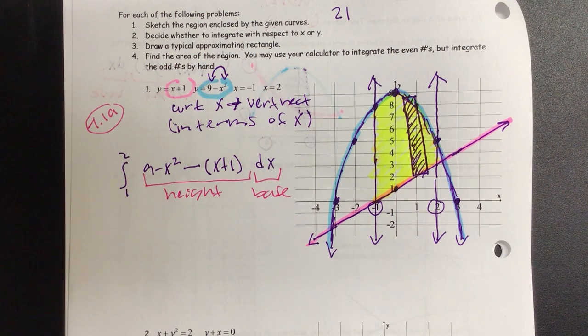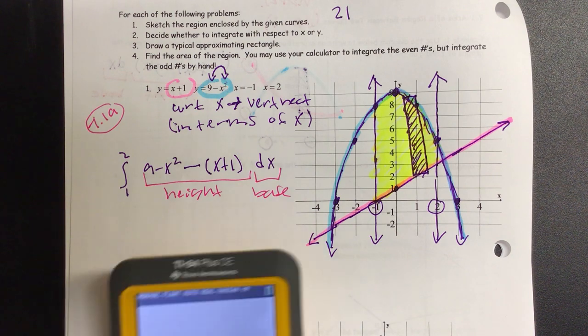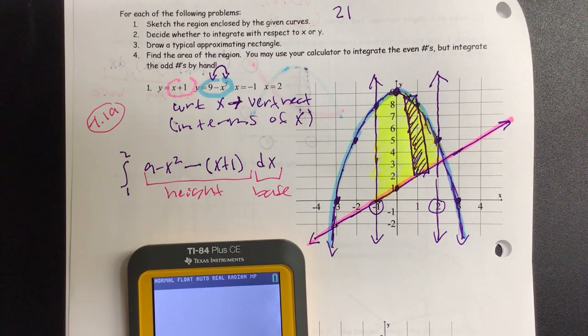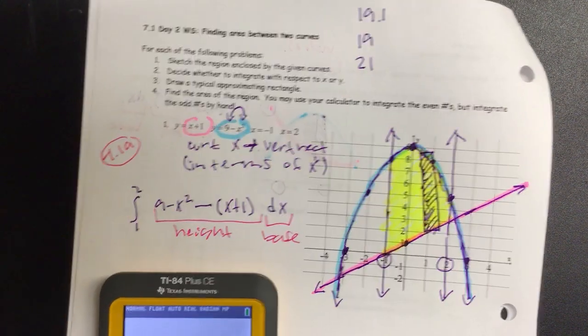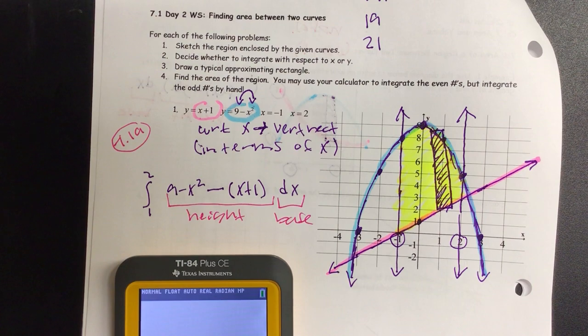So go ahead and grab a calculator. If you have a class set, go ahead and grab one. Everybody, get your own out if you have as well. And let's see who is more accurate between 19 and 21.